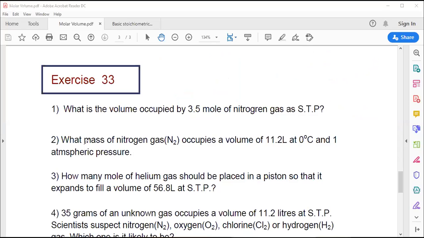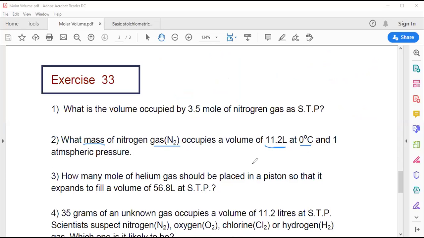What mass? We are looking for m of nitrogen gas. So we know the formula for the substance we're talking about. It occupies a volume of 11,2 at 0 degrees and 1 atmosphere. That's STP. So they've written it differently. They've said at 0 degrees, they've defined the STP. STP is 0 degrees and 1 atmosphere. So it's still the same as at STP.